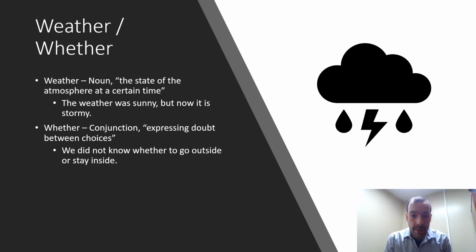Weather and whether. Weather, spelled W-E-A-T-H-E-R, is a noun for the state of the atmosphere at a certain time. The weather was sunny, but now it is stormy. Whether, spelled with a W-H at the start, W-H-E-T-H-E-R, is a conjunction expressing doubt between two choices. We did not know whether to go outside or stay inside.